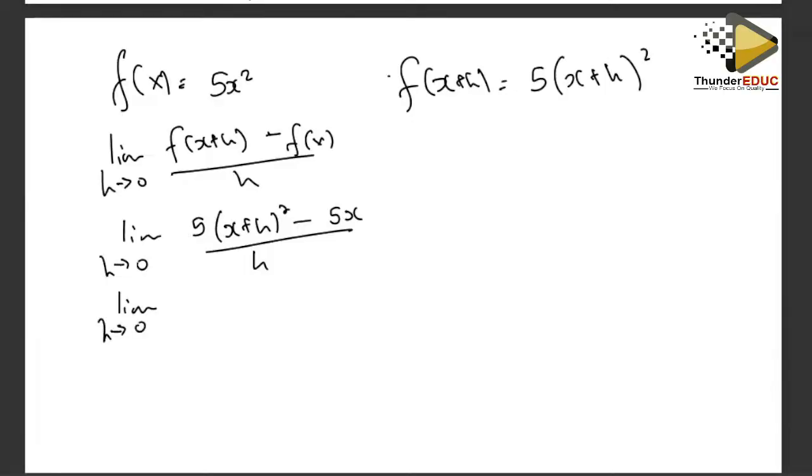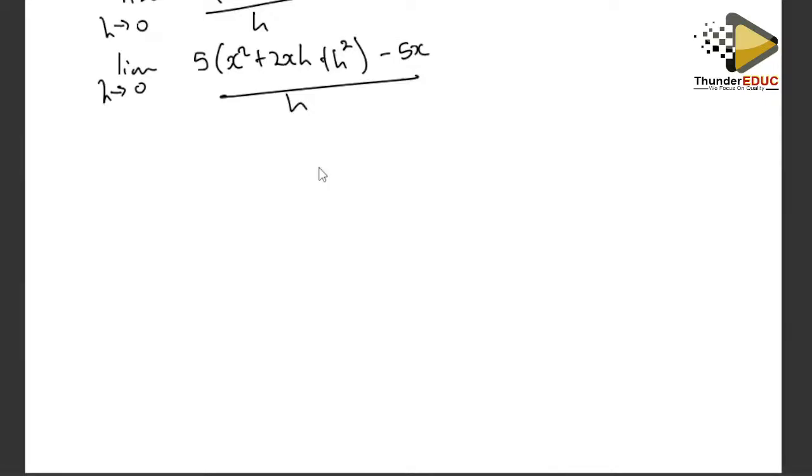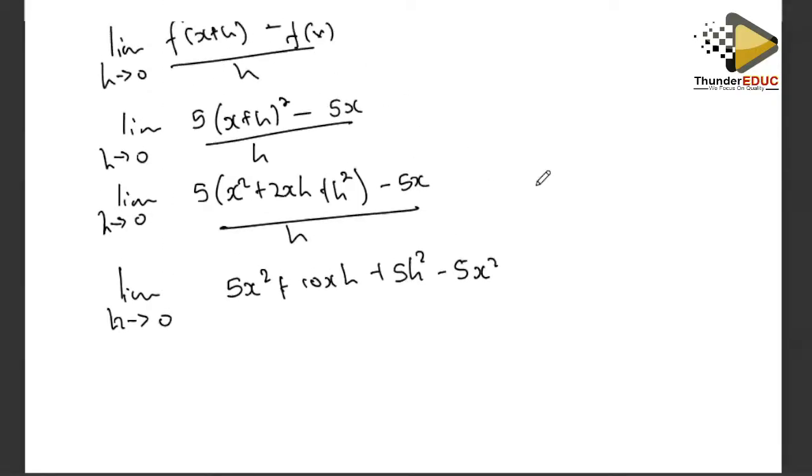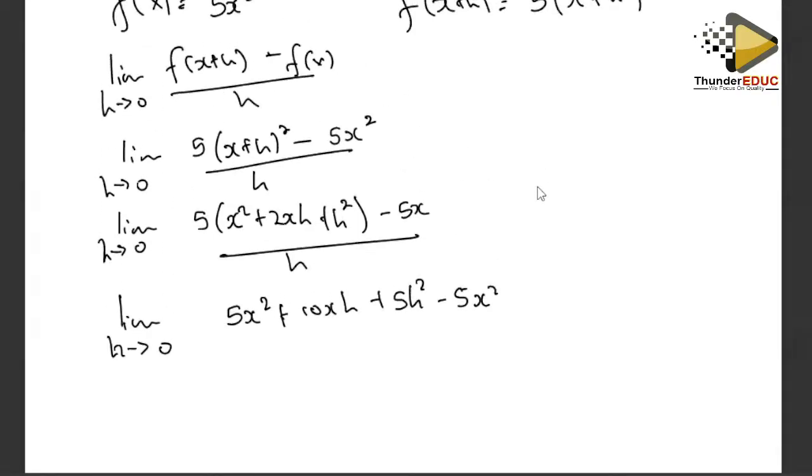Limit as h tends to 0, you open that up. So it's going to be x squared plus 2xh plus h squared, minus 5x squared, over h. Open the brackets, we keep the limits flowing, h tends to 0. 5x squared plus 10xh plus 5h squared minus 5x squared. Why am I having just a 5x? It's supposed to be squared. So at any one point, the f of x needs to cancel. You're only left with that.